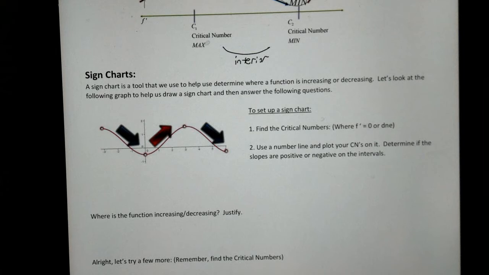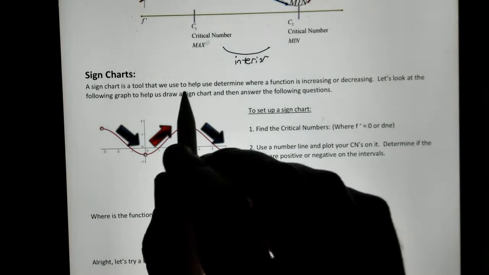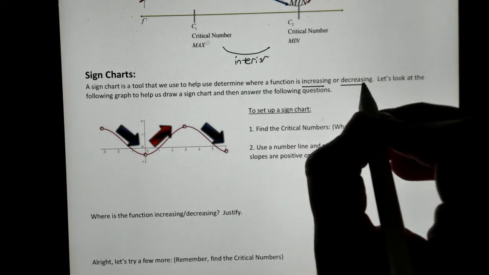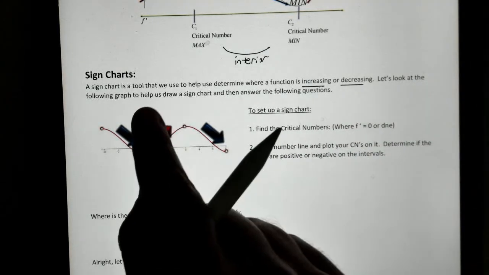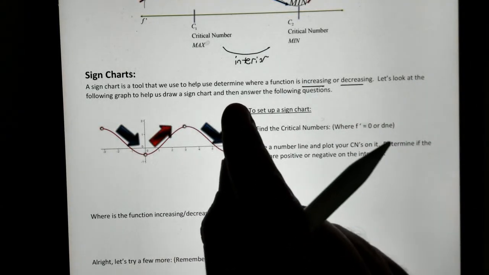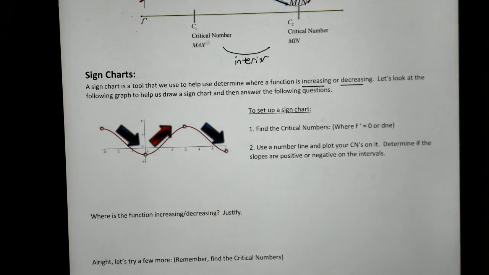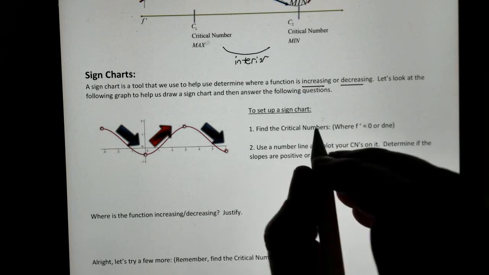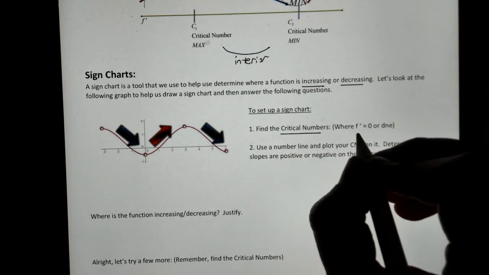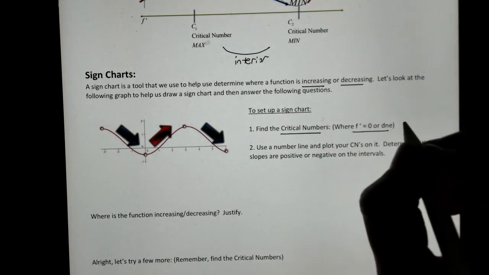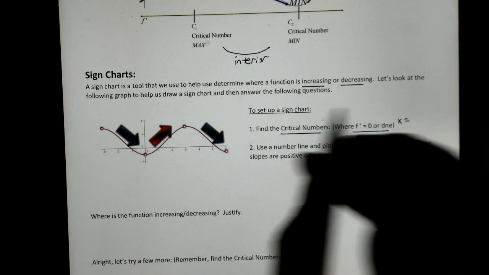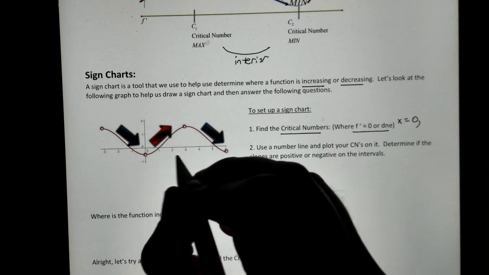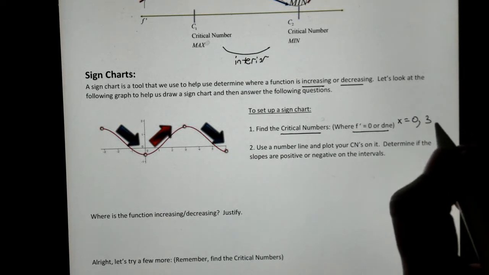A sign chart is a tool that we use to help determine where a function is increasing or decreasing. Let's look at the following graph to help us draw a sign chart, and then we can answer the following questions. First, to set up the sign chart, we are going to find the critical numbers. Where does the derivative equal 0 or DNE? And from this graph, it looks to be about 0 and maybe 3.